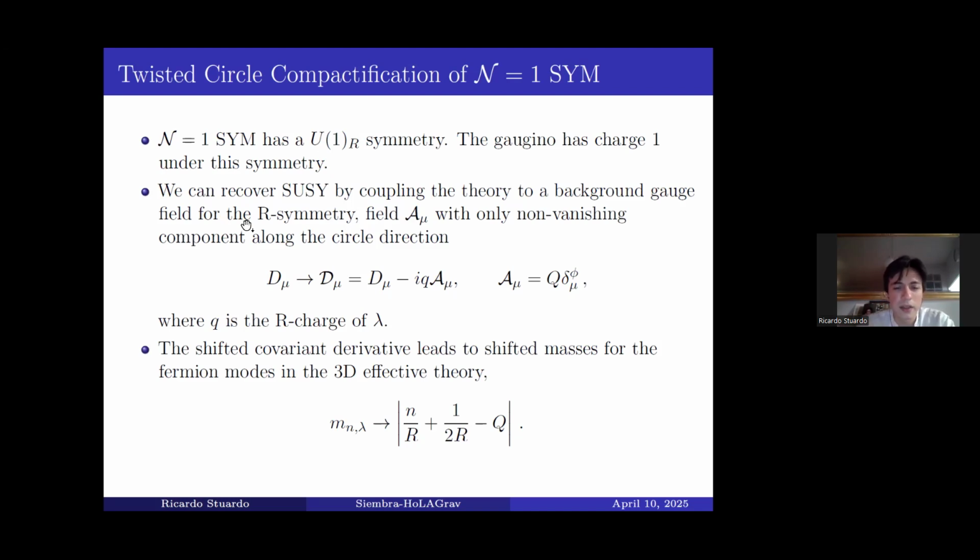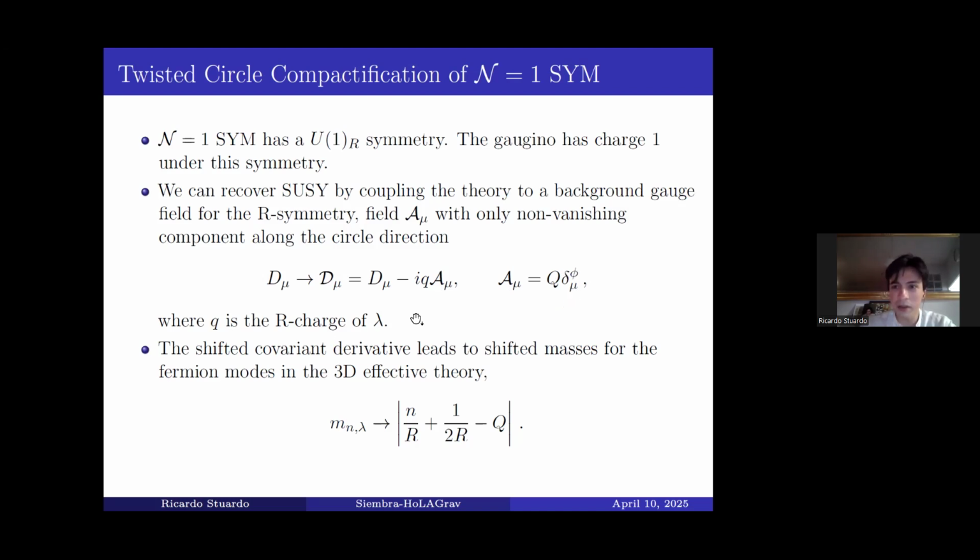And so we're going to introduce a background gauge field for this symmetry, which is basically just putting a background. In the same way you put a background electric field on a fermion, it works in the exact same way. You modify the derivative to introduce a covariant derivative. So we modify the gauge covariant derivative to a new derivative, which is the gauge plus the background gauge field, which, very importantly, we're going to take to be constant and to only have components along the circle.